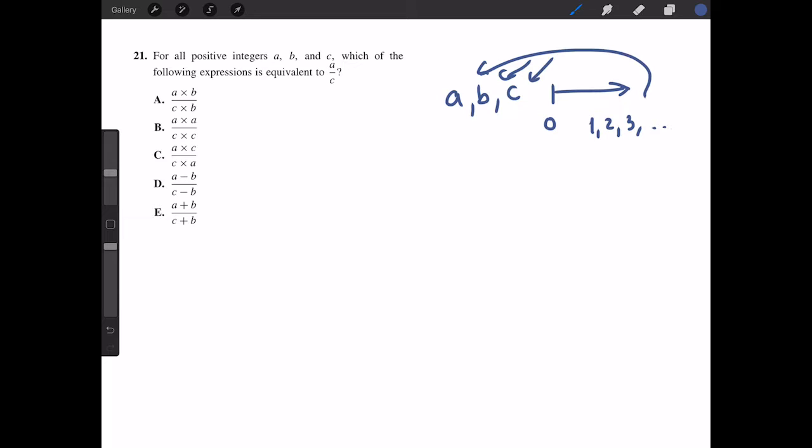But in this case, we can just keep it simple, look at each of these expressions, which is really the best strategy here, and see which ones can be simplified and would end up giving you a divided by c. Now, there should only be one of these that matches. So let's look at A. We have a times b divided by c times b. So how do we simplify this?